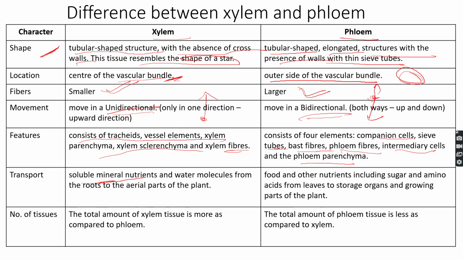So transport, if we see, xylem can transport mineral nutrients from the soil and water molecules from root to the aerial part of the plant. Phloem basically transports the photosynthates or food material and other nutrients including sugar and amino acids from the leaf to the storage organs and growing parts of the plant. The total amount of xylem tissue is more as compared to phloem. That means the number of xylem tissues is higher in a plant as compared to phloem tissue, whereas phloem tissue is lesser than xylem tissue.